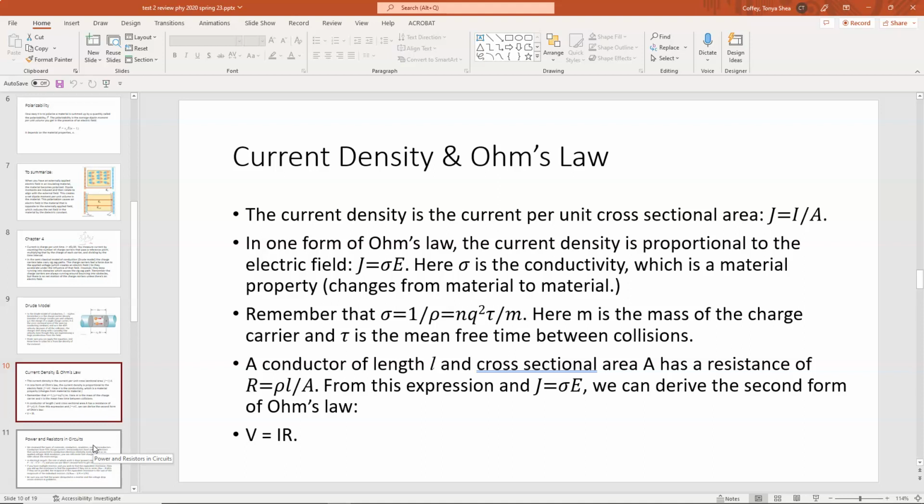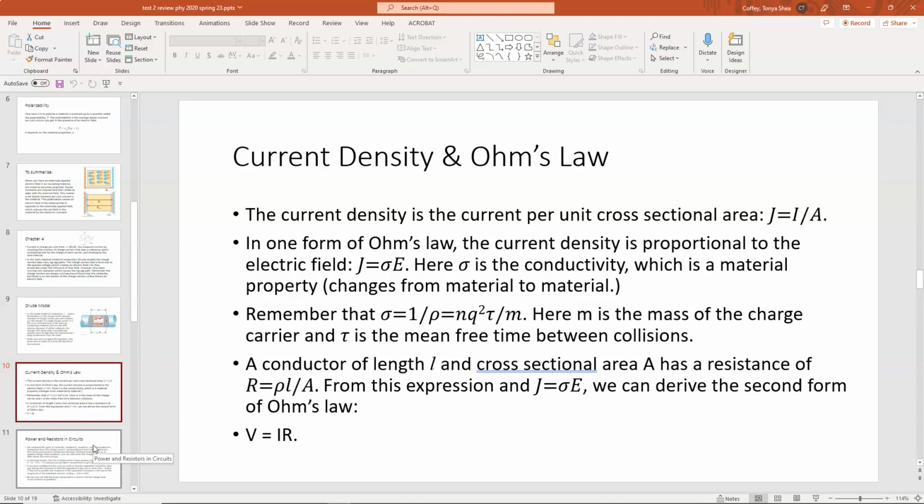N again is the charge carrier density. Q again is the charge on the charge carrier. Tau is called the mean free time between collisions, which is defined as the average amount of time between each collision that the charge carriers have, and M is the mass of the charge carrier. We talked about the equation for resistance and how it was related to resistivity. If you have a conductor of length L and cross-sectional area A, then the resistance of that conductor is going to be equal to rho L over A, where rho is the resistivity.